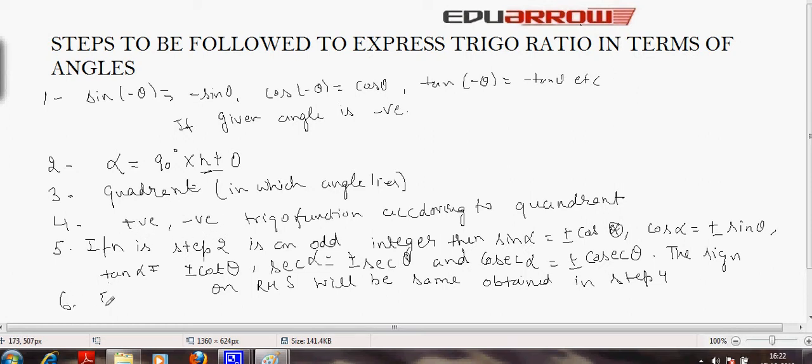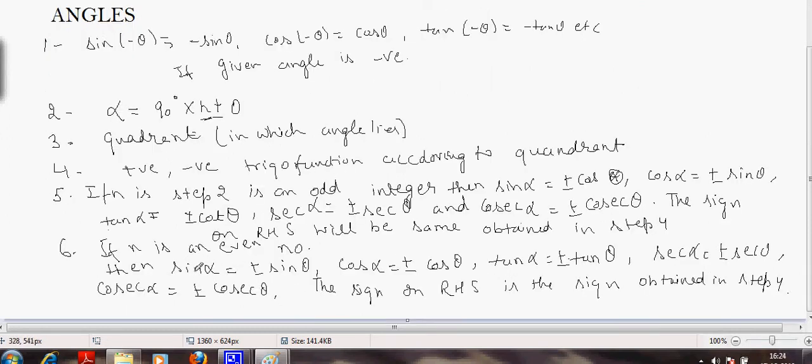And if n is an even number, sin alpha is equal to plus minus sin theta, and cos alpha will be plus minus cos theta, tan alpha will be plus minus tan theta, sec alpha is equal to plus minus sec theta, and so on. And the sign on the right hand side is the sign obtained in step 4. This is the algorithm which we will follow. Now let us see an example in which we will follow these steps and find out the angles.